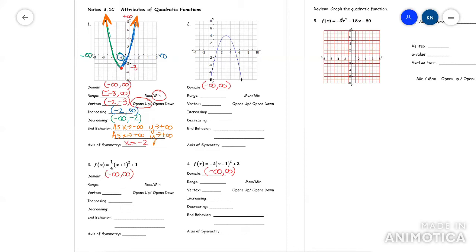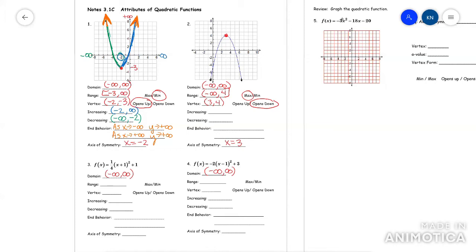Okay, this next one. The range, the lowest that it goes is -infinity because of these arrows down here. The highest it goes would be 4. So my range is everything from -infinity to 4. And the 4 uses a bracket because it actually hits that location. This vertex is at 3, 4, which means my axis of symmetry is x equals the x value of my vertex, which is 3. This vertex is the highest point, which means it's a maximum, and this graph is opening downward.